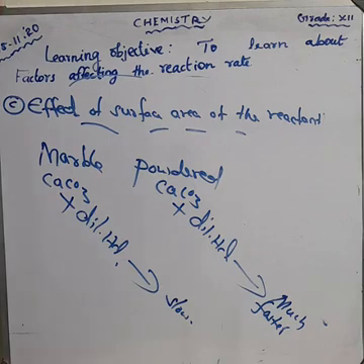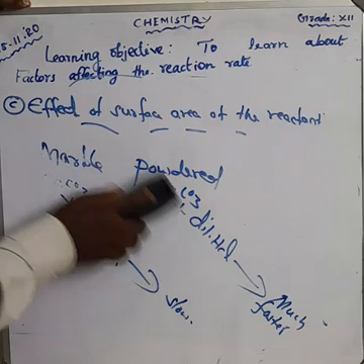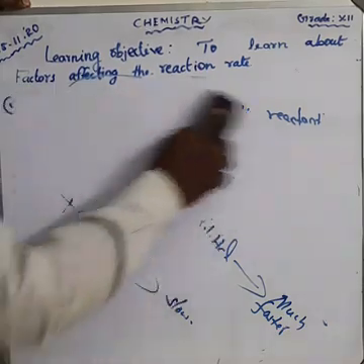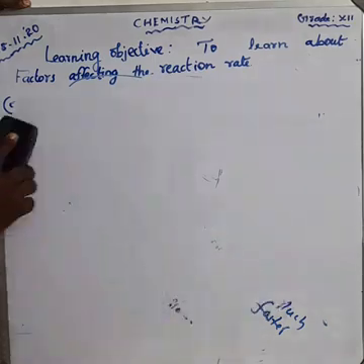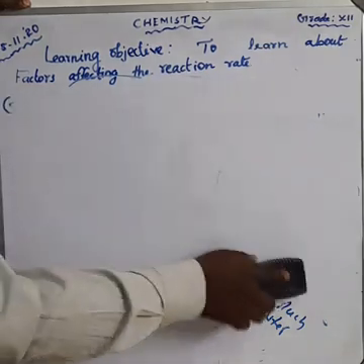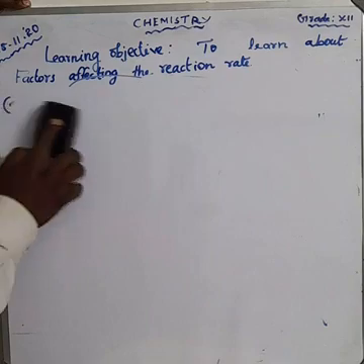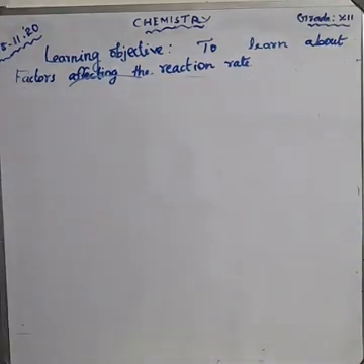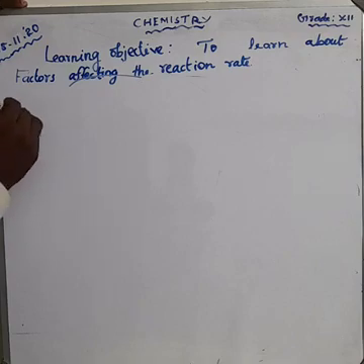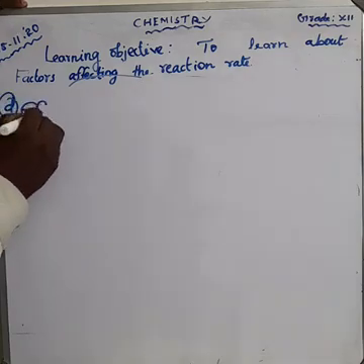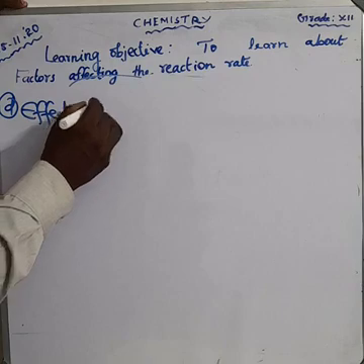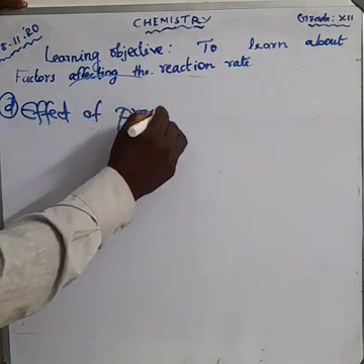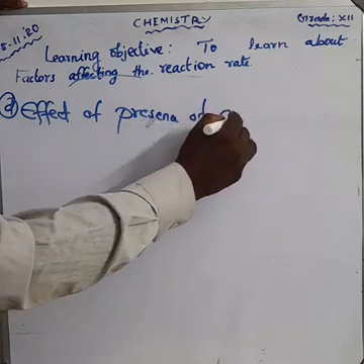Next, the effect of presence of a catalyst. First of all, what is a catalyst? A catalyst is a substance which alters the rate of the chemical reaction. Effect of presence of catalyst.